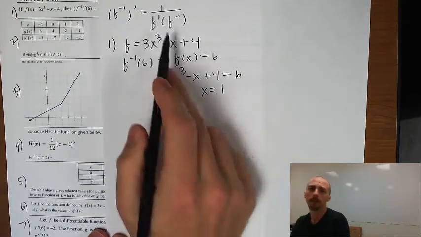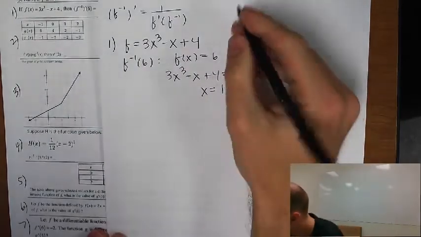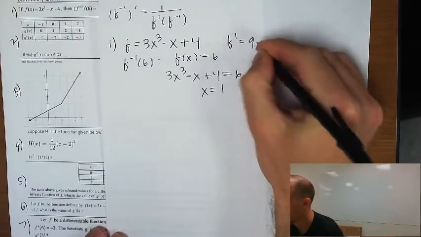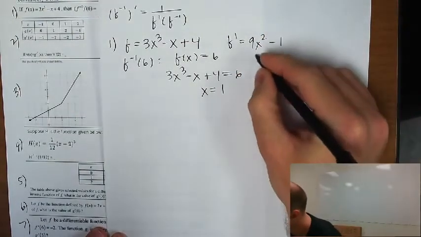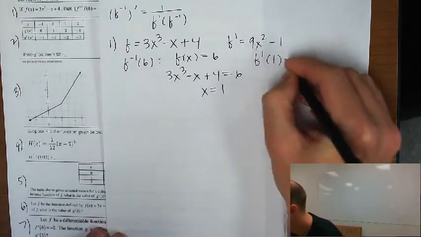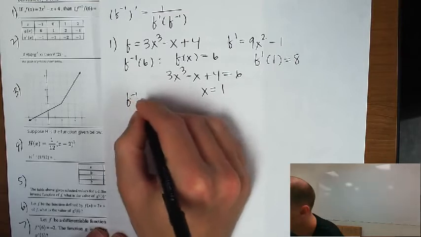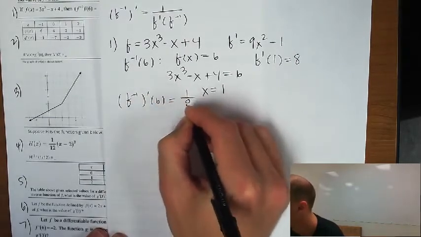And so it's going to be 1 over f prime of 1. Okay, well, f prime of x is going to be 9x squared minus 1. Okay, so f prime of 1 is equal to 9 minus 1 is 8, meaning that f inverse prime of 6 is equal to 1 over 8.